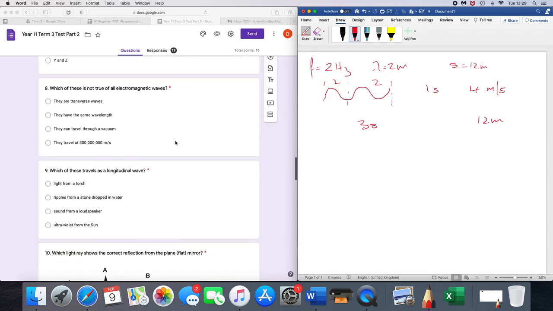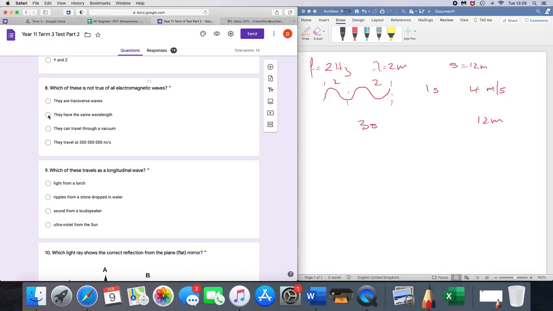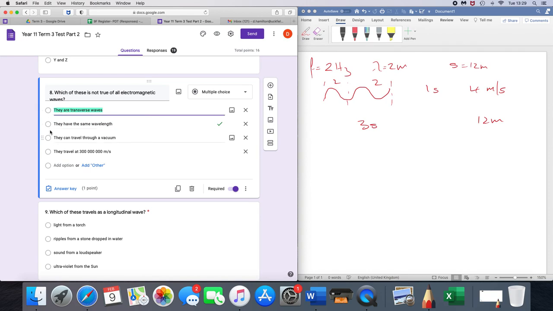Question 8, which of these is not true of all electromagnetic waves? They are all transverse. They do not all have the same wavelength. They can all travel through a vacuum, and they can travel at 300 million meters per second in a vacuum. So the one that is not true is they have the same wavelength. They don't.